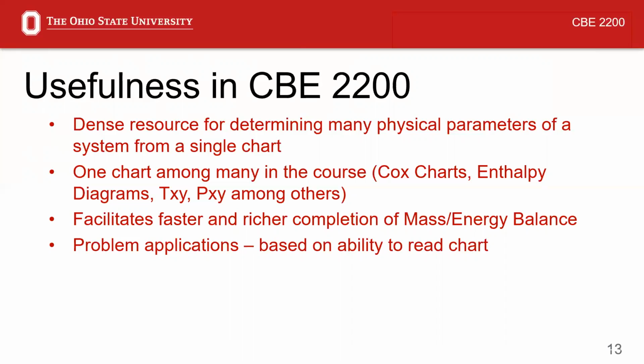And they facilitate a faster and richer completion of mass and energy balances, and I've hit on that a few times. A lot of the problems that I think you're going to see are going to be based on your ability to read the chart. All of the information's there. You just need to be able to decipher it. So bear that in mind when you're given problems based on psychrometrics.